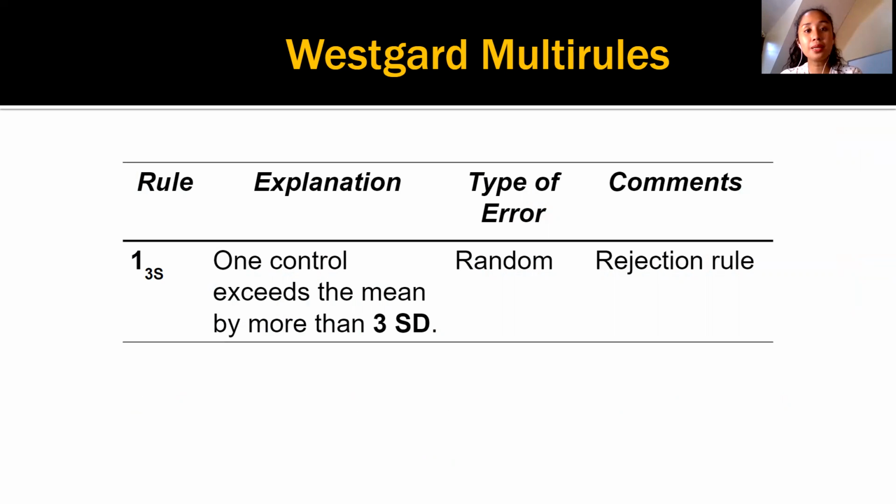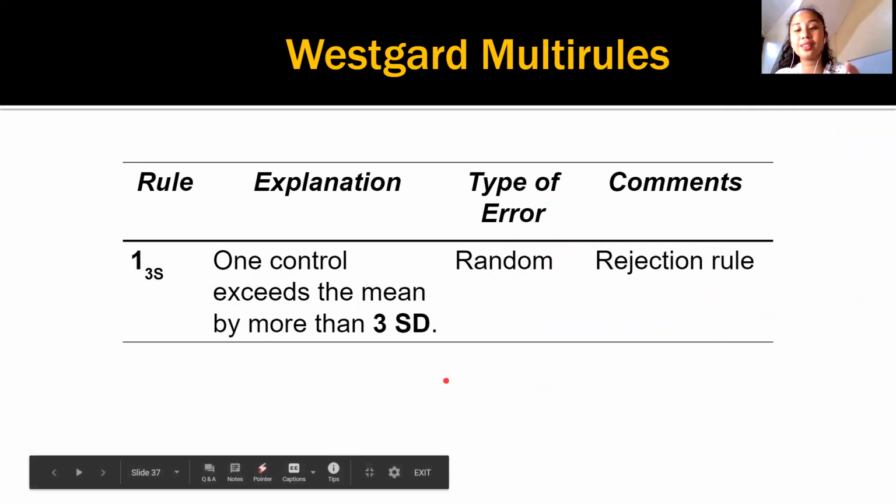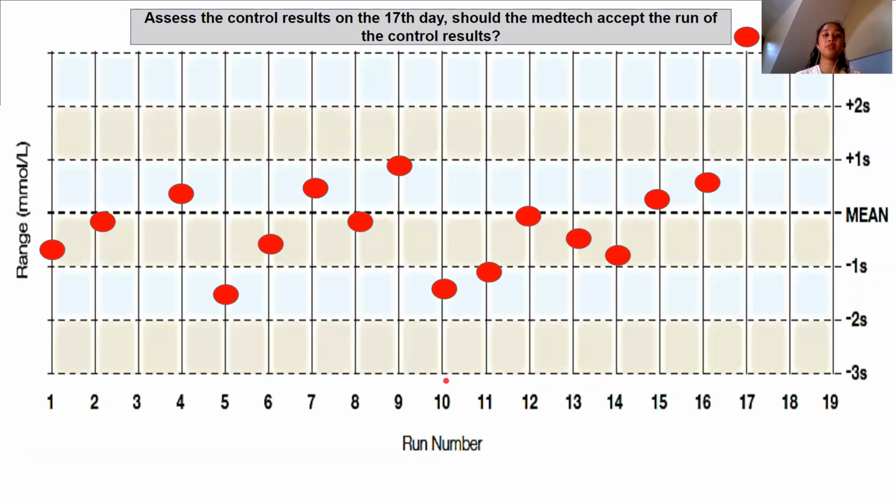So ibig sabihin, there's a control that exceeded 3SD. Lumampas siya ng 3SD, standard deviation. Class, this is now a random error. And you have to reject your control. You are out of control and you should find that source of random error.